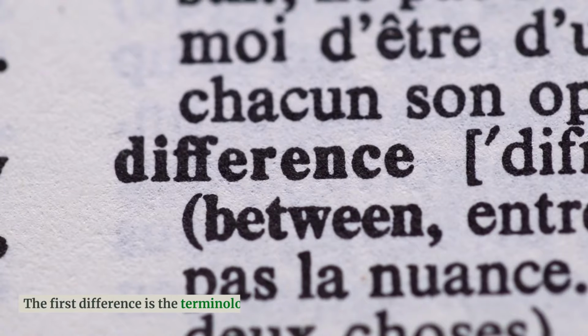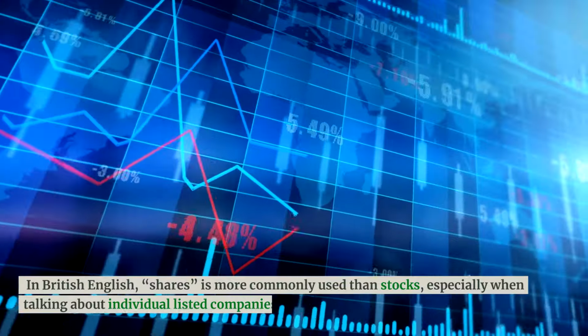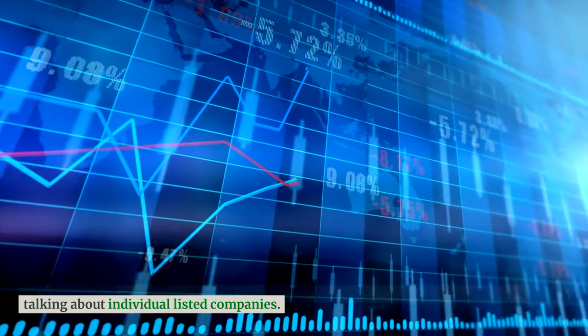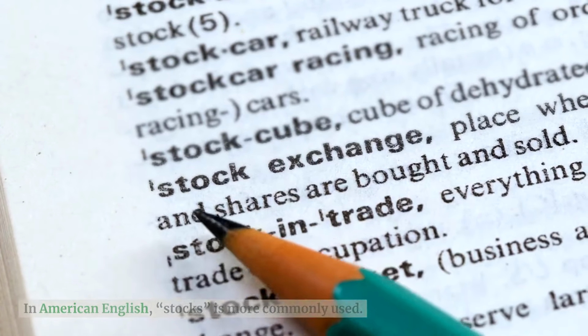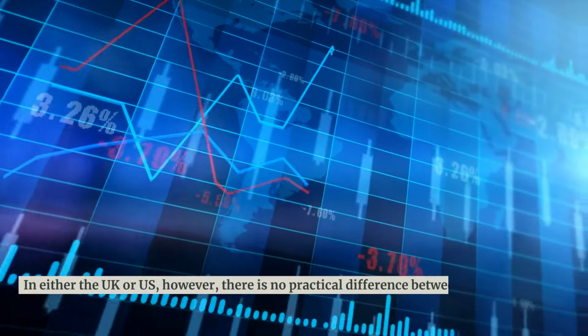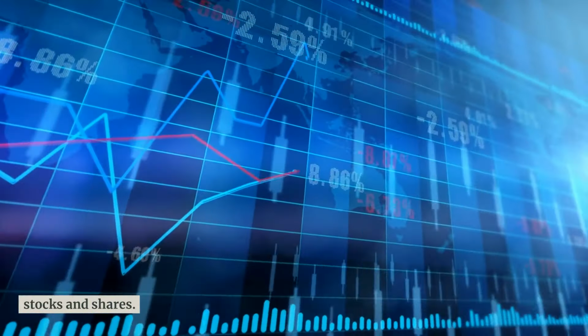The first difference is the terminology. In British English, shares is more commonly used than stocks, especially when talking about individual listed companies. In American English, stocks is more commonly used. In either the UK or US, however, there is no practical difference between the terms stocks and shares.